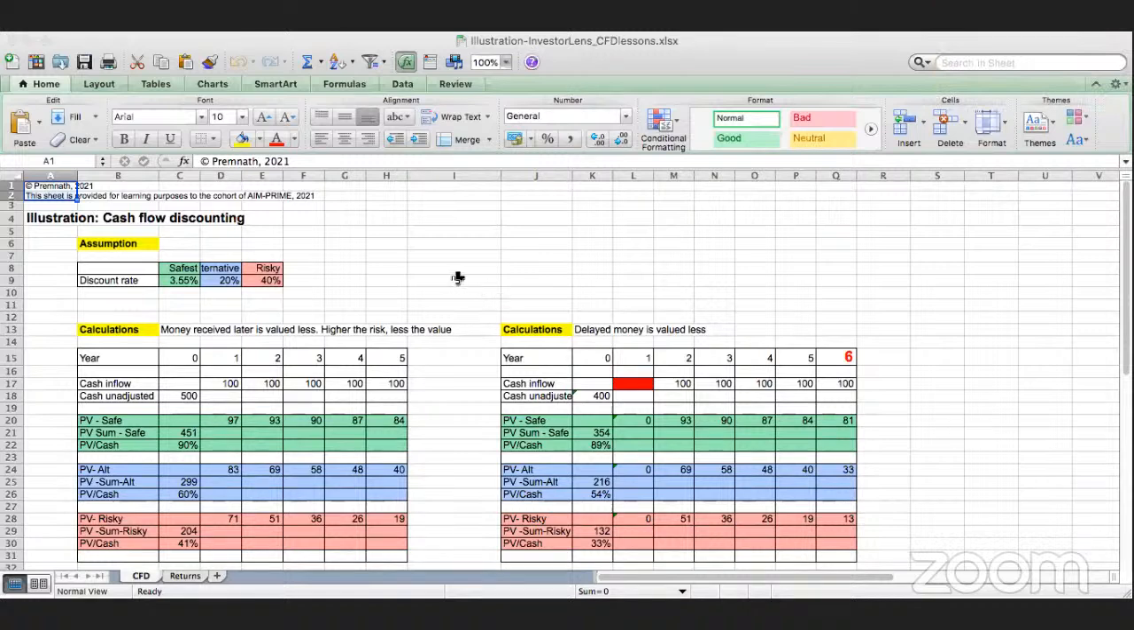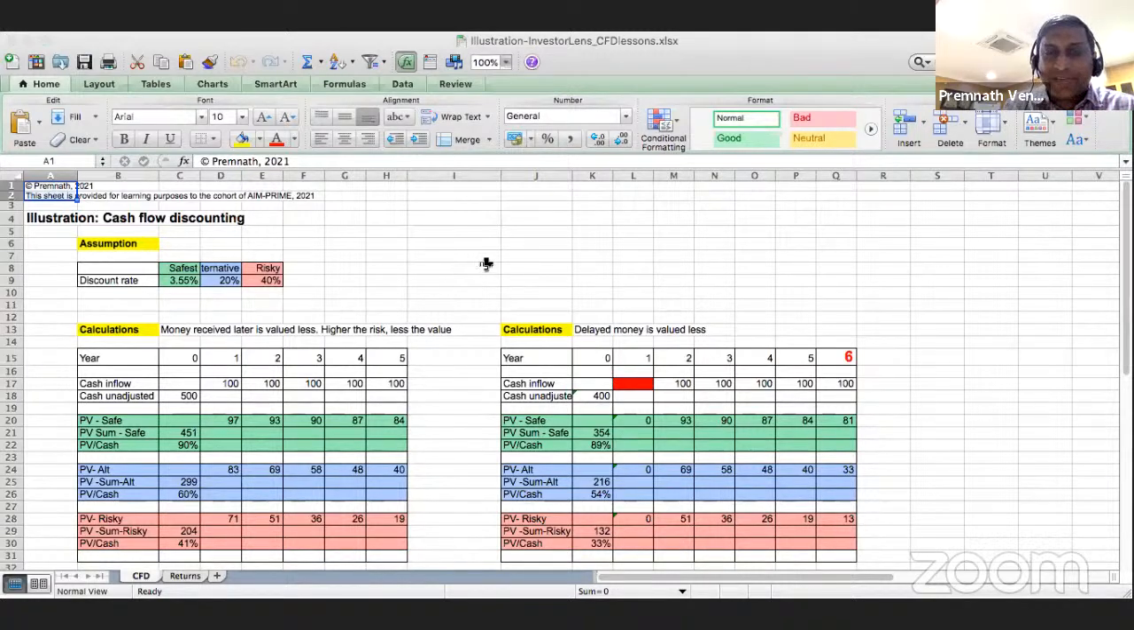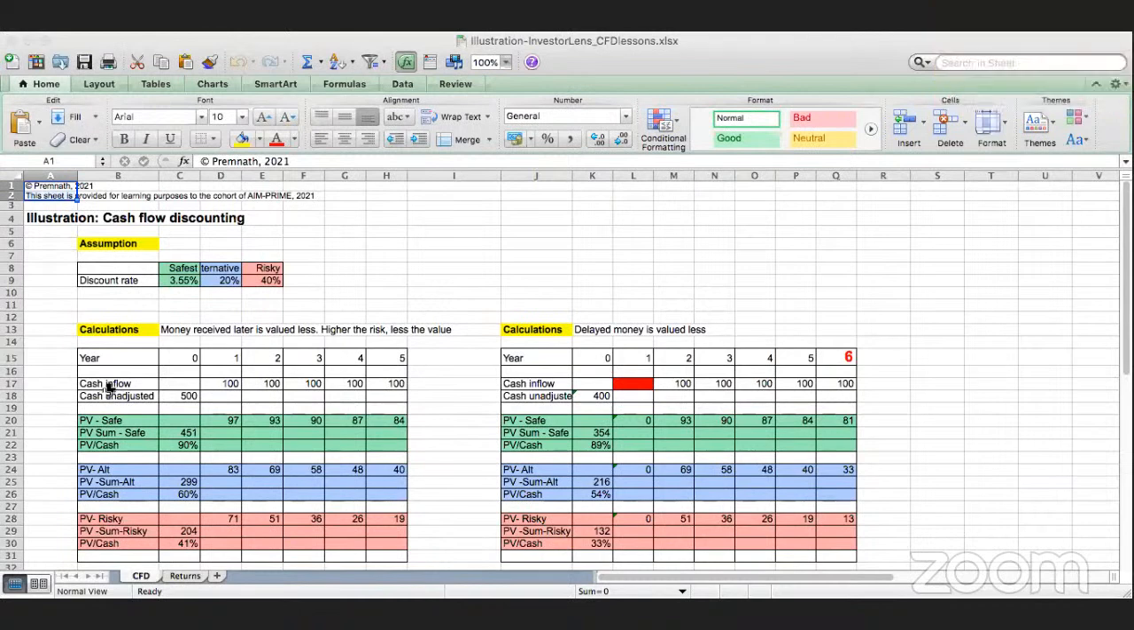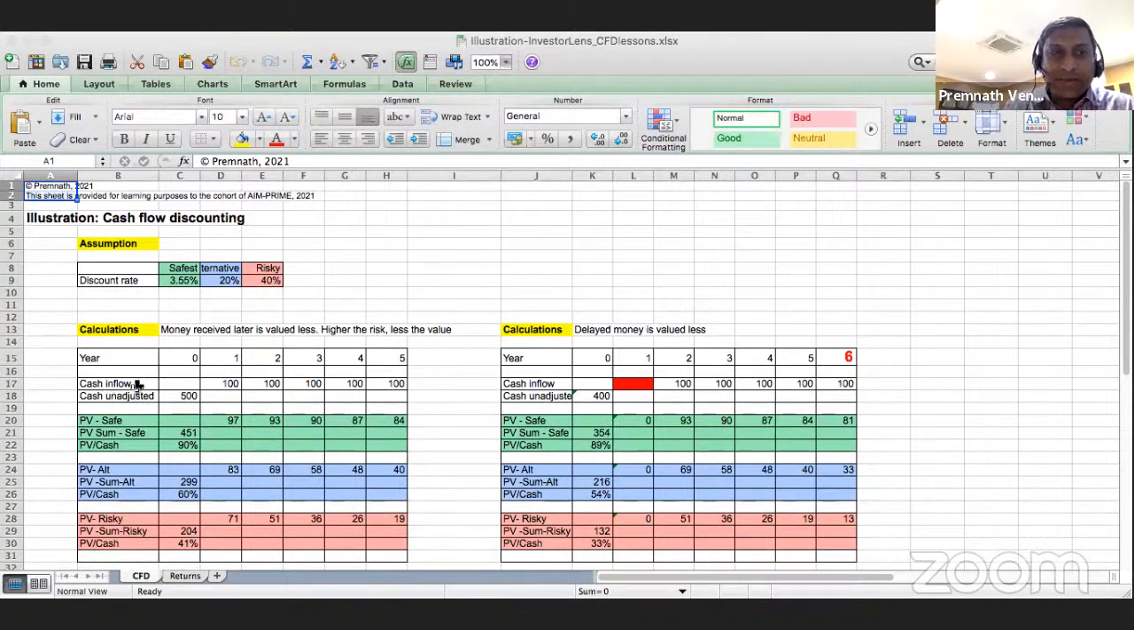Okay, good. So you are seeing a sheet which is titled CFD. You can download it from your Google Classroom as well. Okay, so here is what I'm going to show. So the first thing, let's look at the ones in white first. Here is a situation where I've just taken a case where you happen to have cash inflow coming in: the first year 100 rupees, second year 100 rupees, third year 100 rupees, fourth year 100 rupees, and fifth year 100 rupees. So this is the cash flow sequence. Imagine that you have a machine which churns out 100 rupees every year. That's what it is. Now the question is, what is that 100 rupees worth?